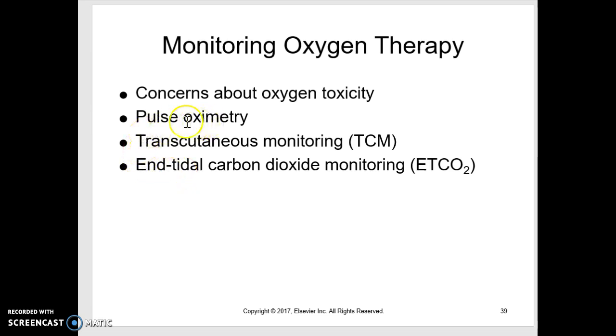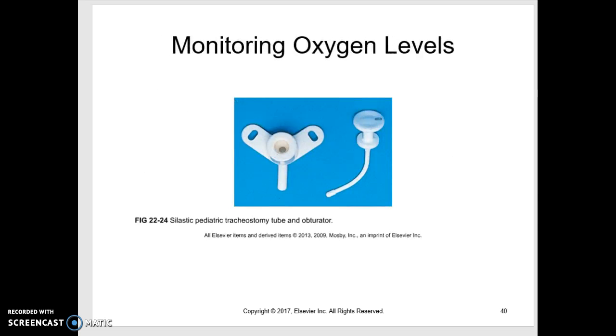If somebody's on oxygen, we want to make sure we have a pulse oximeter on. Up in the ICUs, they have little transcutaneous monitors that go on the skin where they can assess the oxygen concentration of the blood and also the carbon dioxide. They also in the ICUs may have an end-tidal carbon dioxide monitor. If they're intubated, it's between the ET tube and the ventilator tubing, and it is monitoring carbon dioxide.